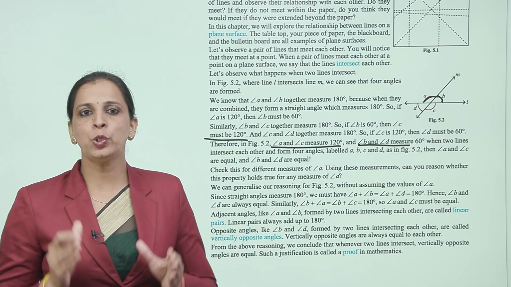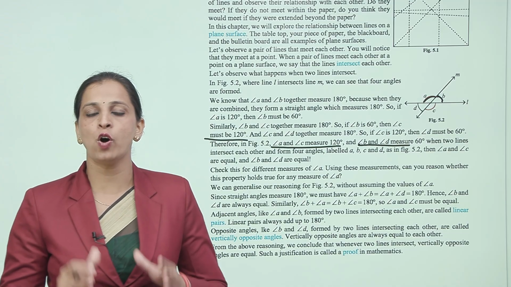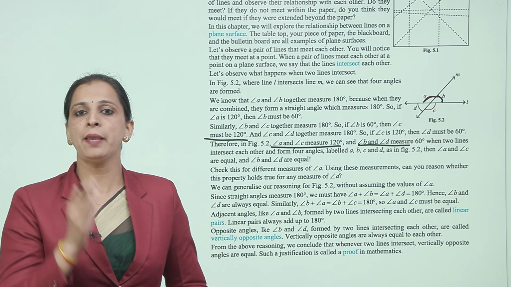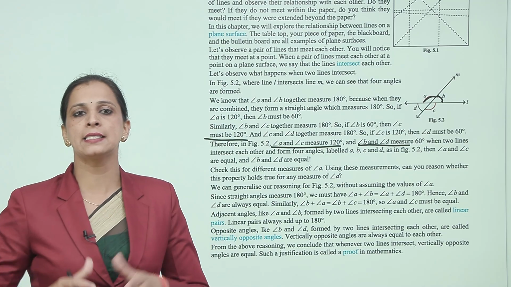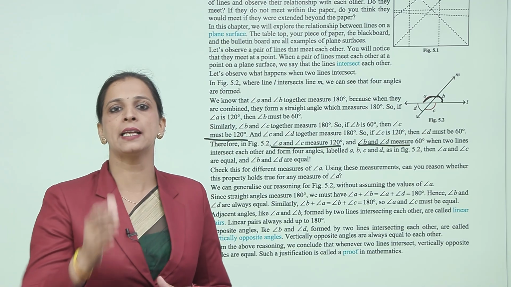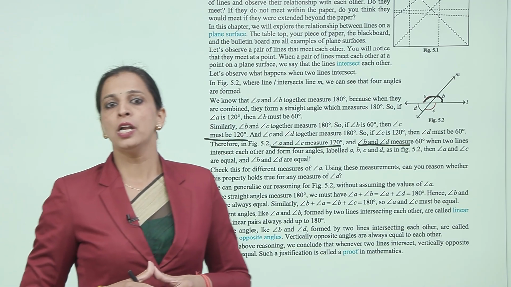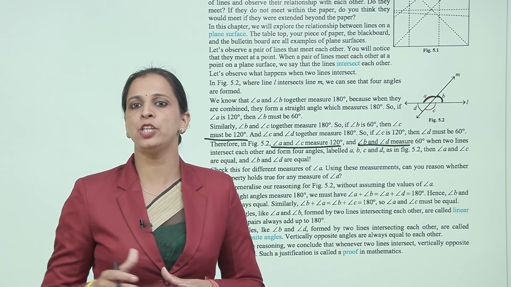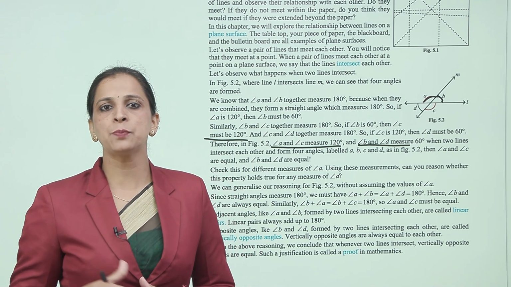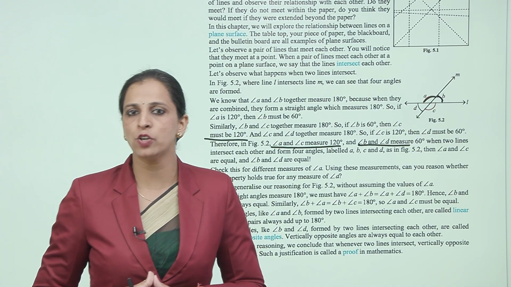When two lines intersect each other and form four angles labeled A, B, C and D as in figure 5.2, then angle A and angle C are equal and angle B and angle D are equal. Check this for different measures of angle A. Using these measurements, can you reason whether this property holds true for any measure of angle A?